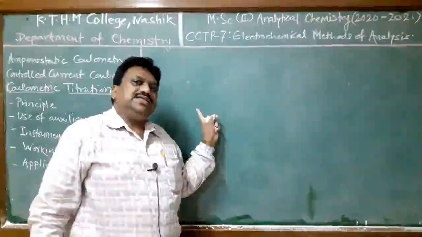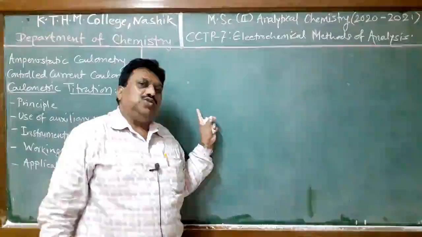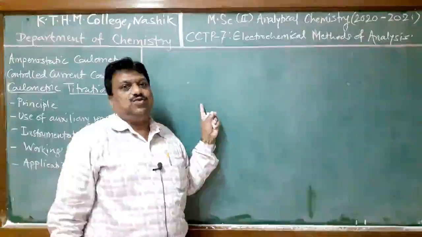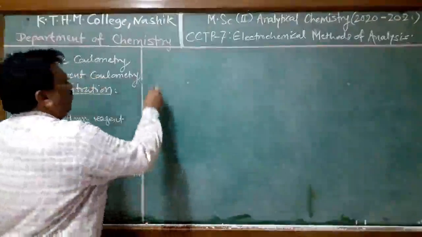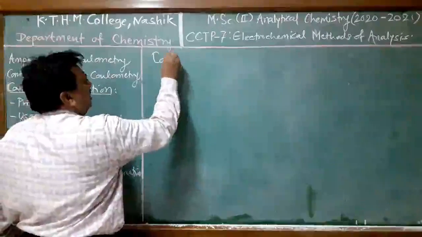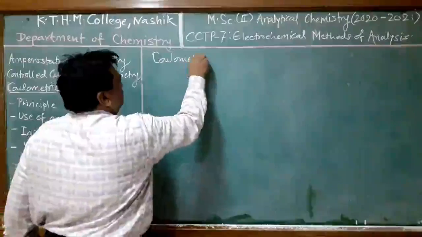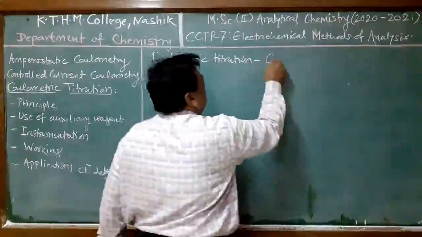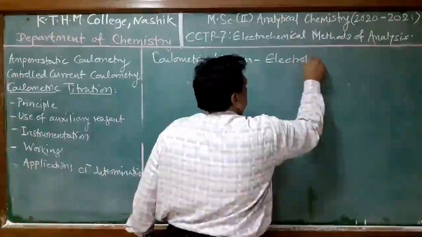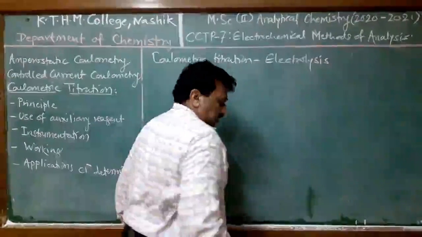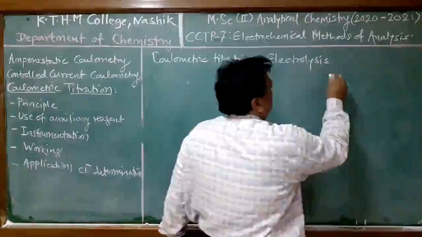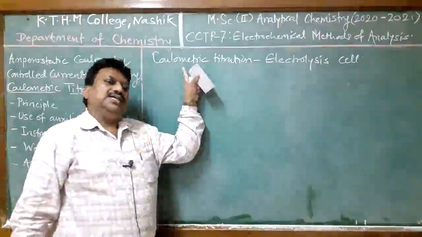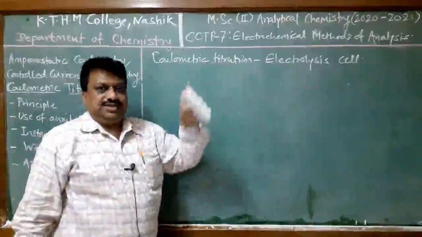Student, now we discuss the instrumentation of control current coulometric assay, or amperostatic coulometry. It is also called coulometric titration. Now here, as it is named a coulometric titration, but it is performed by using an electrolysis cell. Therefore, similar to control potential coulometric assay, here coulometric titration also requires an electrolysis cell.